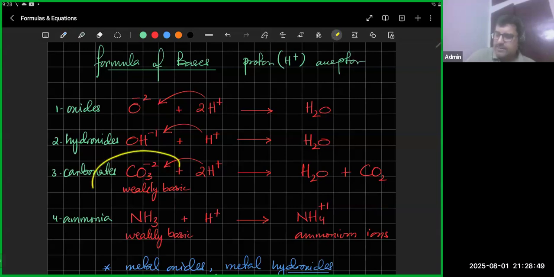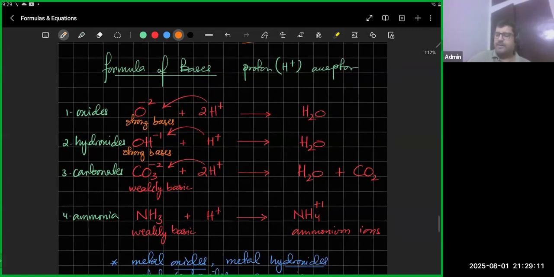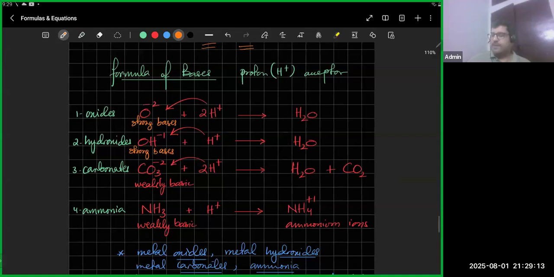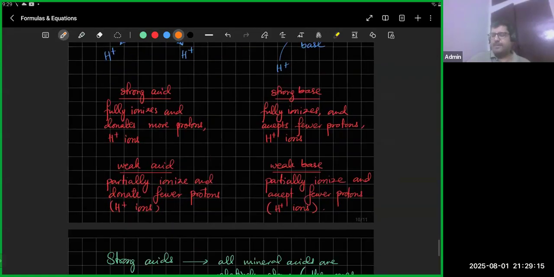Okay, I told you that carbonates are normally weakly basic, and ammonia is also weakly basic. I'm going to write under this that these two are normally weak. Hydroxides also normally tend to be strong bases. ठीक है? The other two are weakly basic.